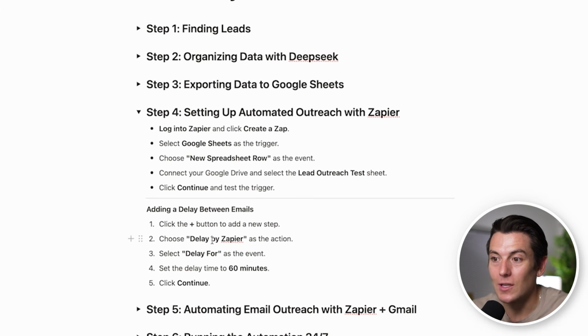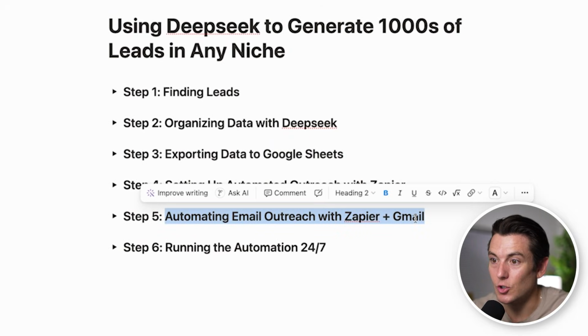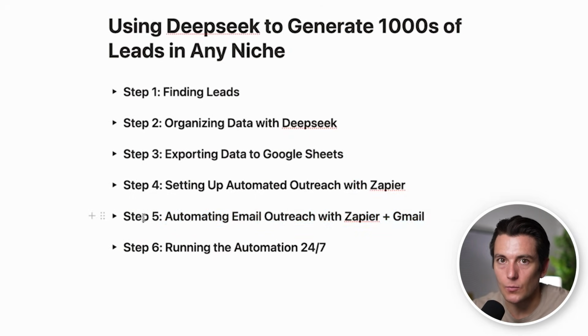So the next action that we're going to do is automate the email outreach with Gmail and send emails on repeat. So instead of needing to send an email every hour, put a calendar reminder, or put an alarm on your phone, we can set this up automatically, which is going to save you a ton of time and a ton of hassle. So how do we do this?